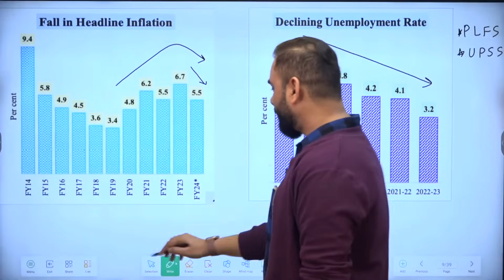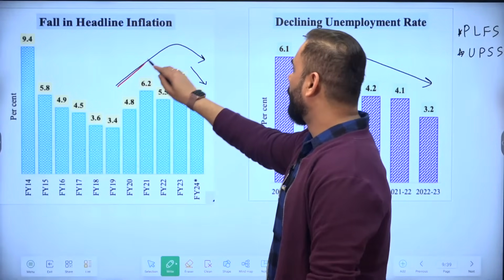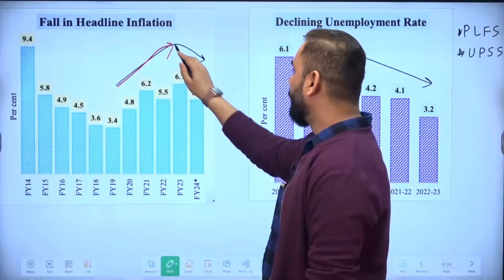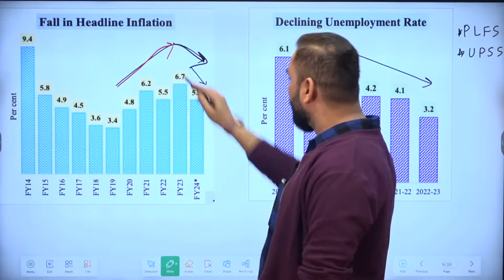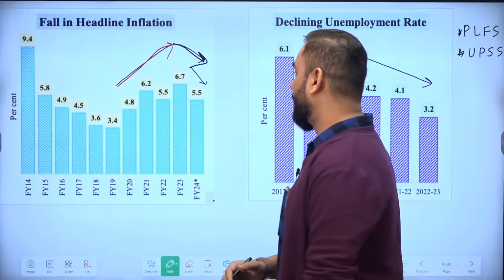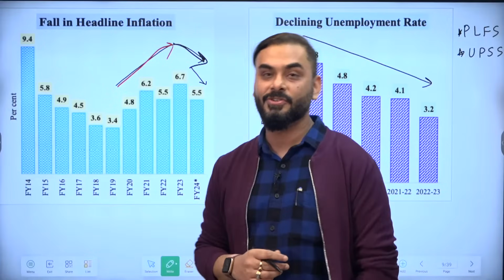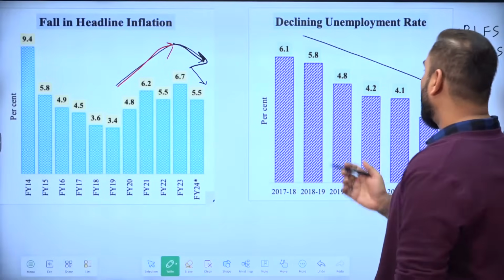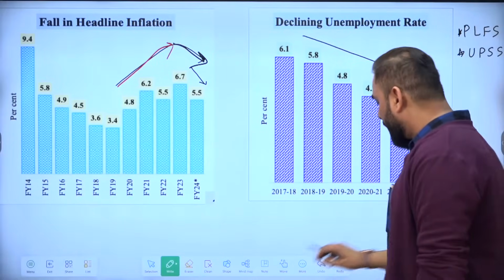Now, see, if you look at the headline inflation, of course, it was increasing, right? Now you can clearly see that the inflation is coming down, and that is why the cost of production was low. Now, decline in unemployment, you see, how do we measure unemployment in India?